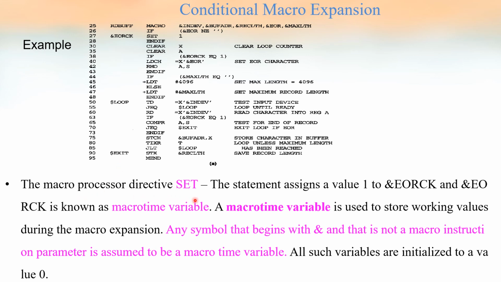The macro processor directive is SET. The statement assigns a value 1 to &EORCK, and &EORCK is known as a macro time variable. A macro time variable is used to store working values during the macro expansion. Any symbol that begins with ampersand and is not a macro parameter is assumed to be a macro time variable. All such variables are initialized to a value 0. So here &EORCK is a macro time variable. How do we know that? Because it is preceded by the ampersand symbol and it is not part of the parameters of the macro.